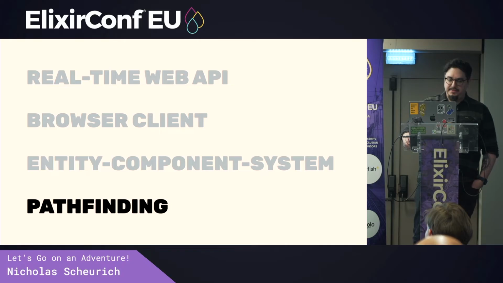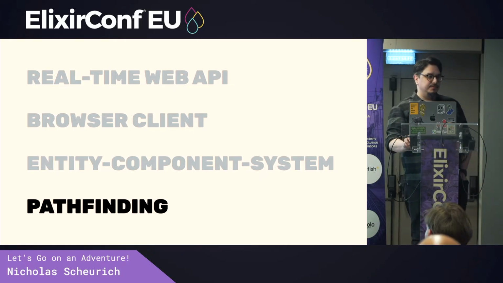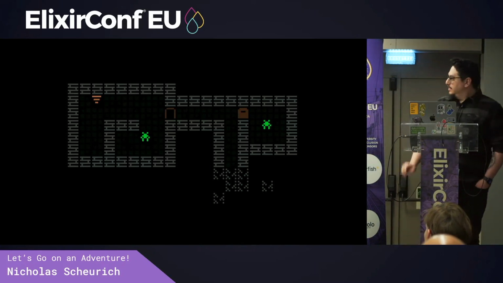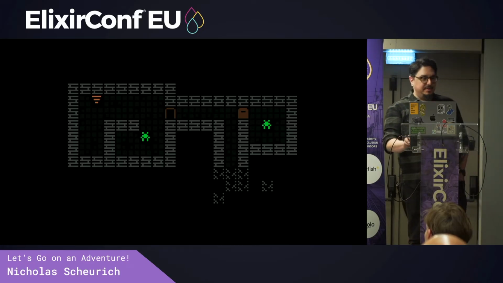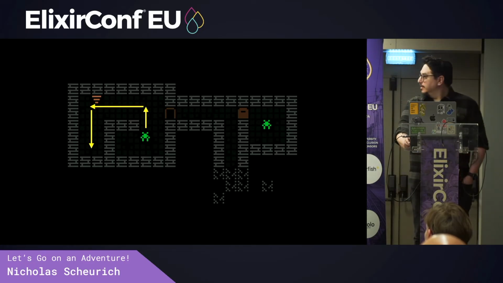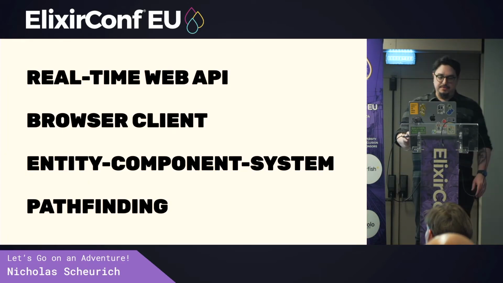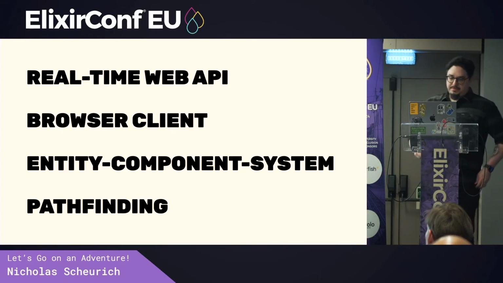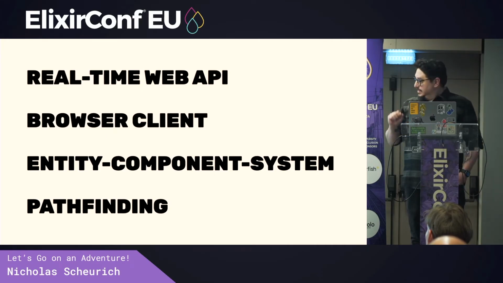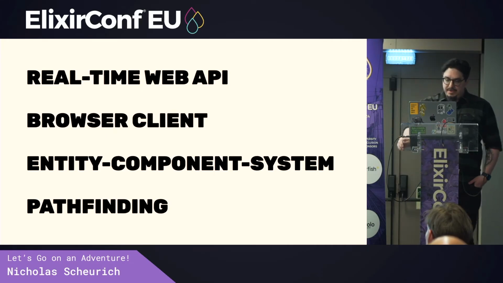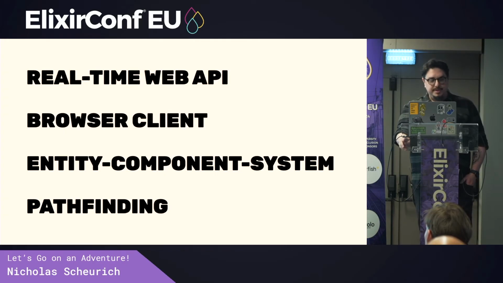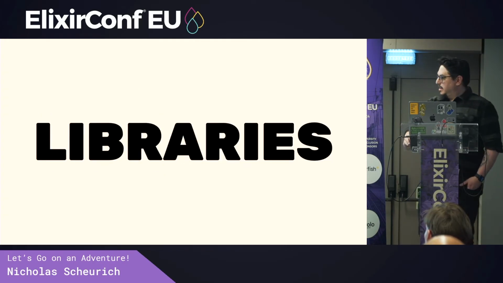And then the last thing is pathfinding. I knew I needed some form of pathfinding. This is just so that non-player entities like monsters can find their way around the dungeon. So there's our initial set of mission objectives, which admittedly seems a bit daunting. But the Elixir community is so smart and so generous. Let's find us some libraries.